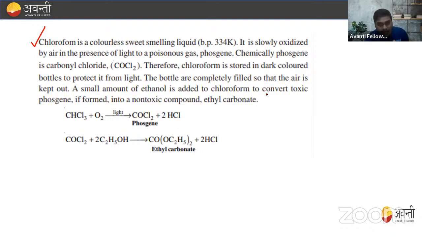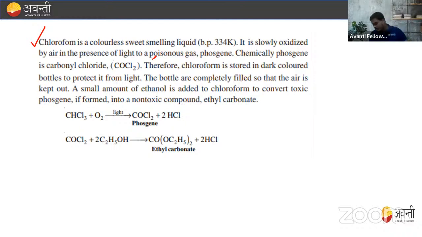So it is a very important point, beta. It undergoes oxidation to form a poisonous gas, phosgene, right? So how do we remove this phosgene? Chemically, phosgene is carbonyl chloride, that is COCl2. Therefore, chloroform is stored in a dark colored bottle.